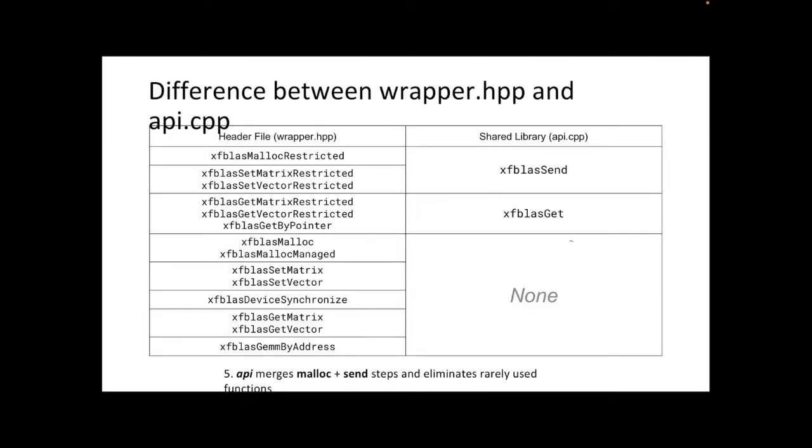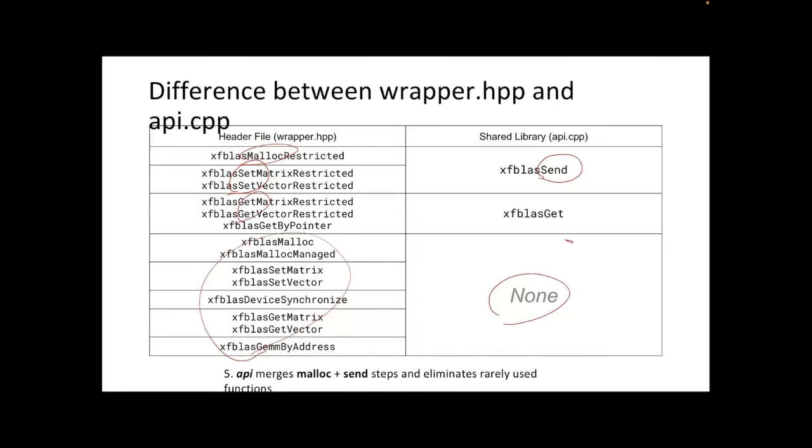There are many functions provided by Wrapper.hpp, but most of them are eliminated in the shared library because it merges the memory allocation and the set functions together into a single send function. It allocates the memory on the DDR and then sends the data from the host side to the device. And the get matrix function sends the result from the DDR to host memory.